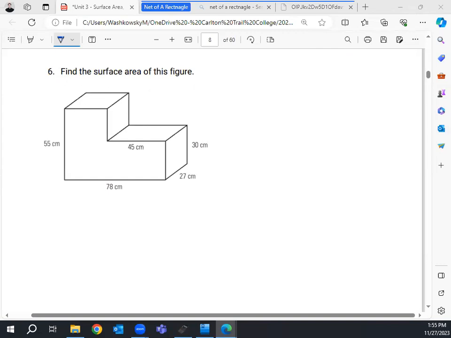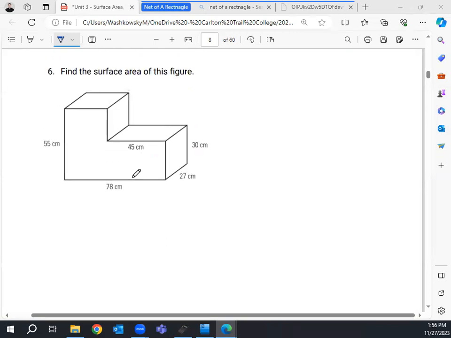So I will be blunt. This is like the hardest level it's going to get to. It's not going to get more difficult than this. This is a little bit tricky. This is where that organization really comes in handy. What we need to do is figure out the surface area of all of these shapes here.